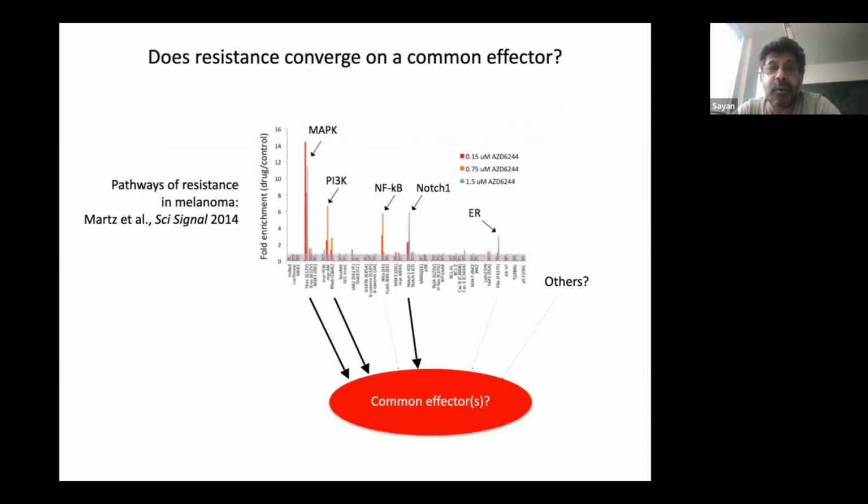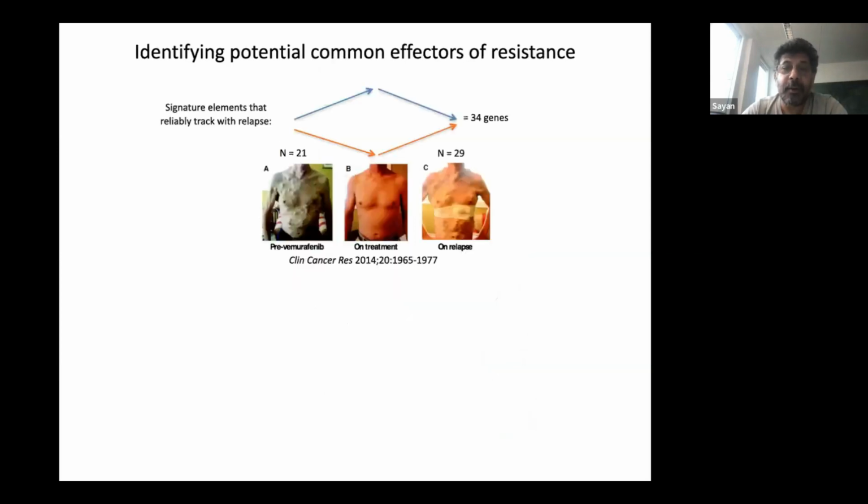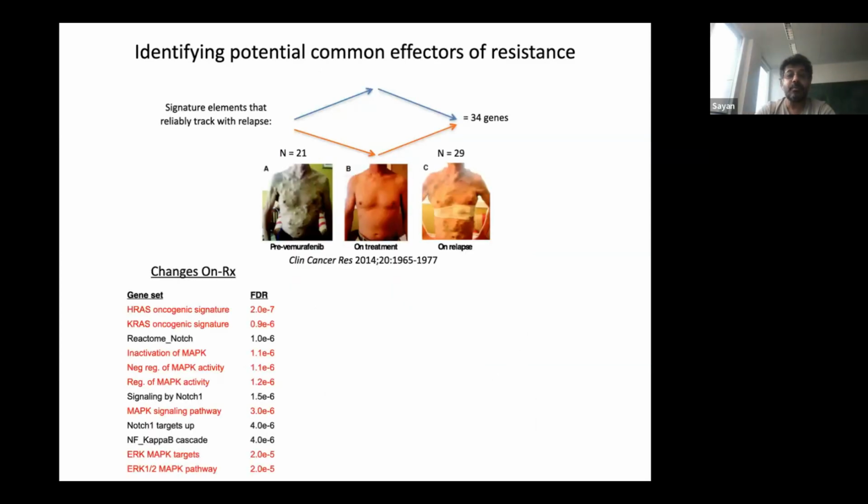And what does this give us? It again gives us a suggestion that there might be a common effector, right? So if I look at the genes, and if I look at pathways, you have HRAS, KRAS, MAPK, all of these pathways, right? And I'm giving you here false discovery rates on changes.